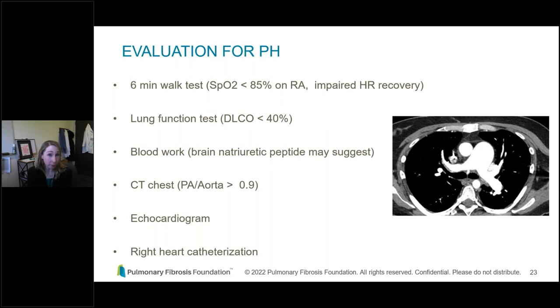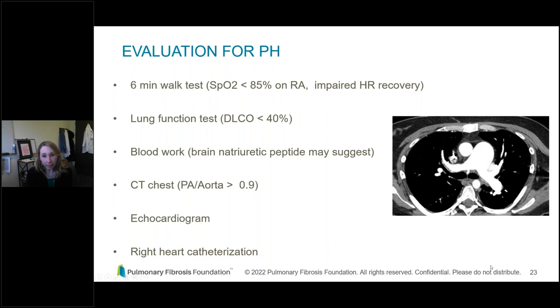Sometimes blood work, there's something called a brain natriuretic peptide or BNP, which I think of in a simple way as a protein that's released from the heart when it's under stretch from too much fluid. So this can be elevated in pulmonary hypertension, but can also be increased for other reasons. I just often use it as part of the puzzle.